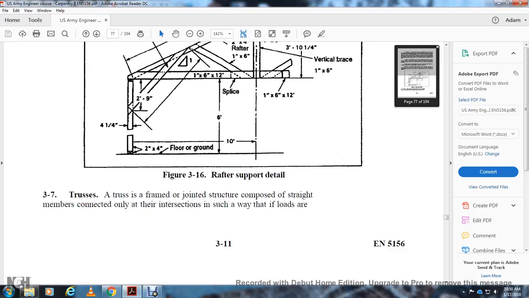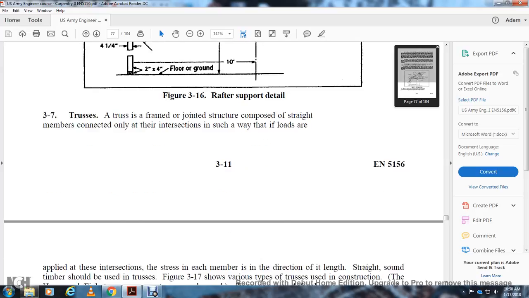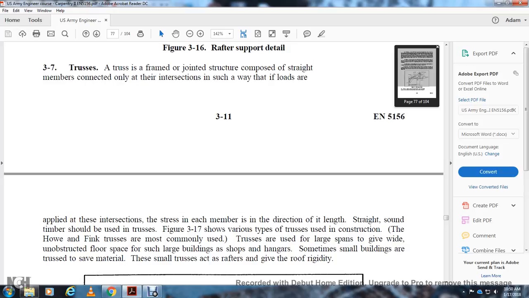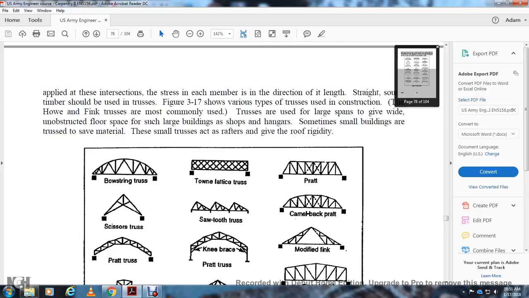Trusses are framed with a joint structure combined of straight members connected only at the intersections, in such a way that if full loads are applied at the intersections, the stress in each member is in the direction of the length of the straight, sound timber that should be used in the truss. Figure 317 shows the various types of trusses used in construction. The Howe and the Fink trusses are most commonly used. Trusses are used for large spans to give a wide unobstructed floor space in large buildings, shops or hangars. Sometimes small buildings are trussed with the same material. Some of the small trusses, such as the rafters, give it rough rigidity.